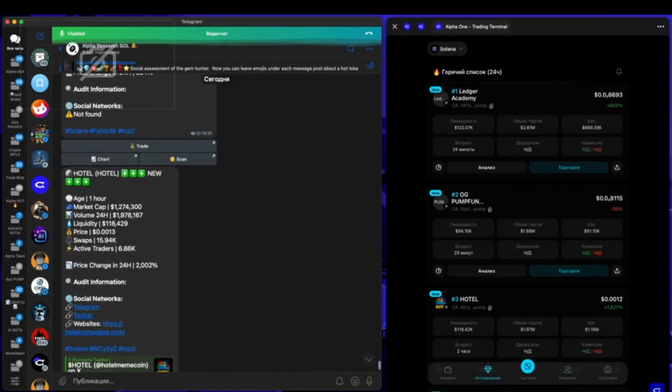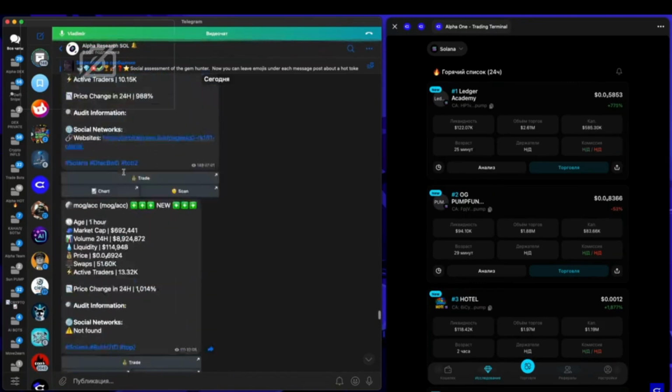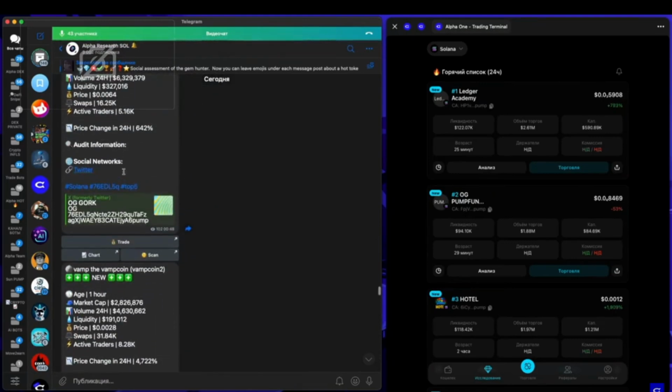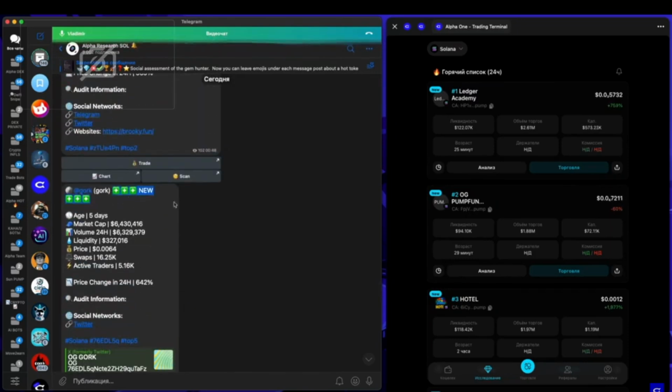If we see the "new" mark, it means that the token has just gotten into the Research section for the first time. Sometimes a token appears in the Research section, then disappears, and then reappears. Then there will be no more of this label.